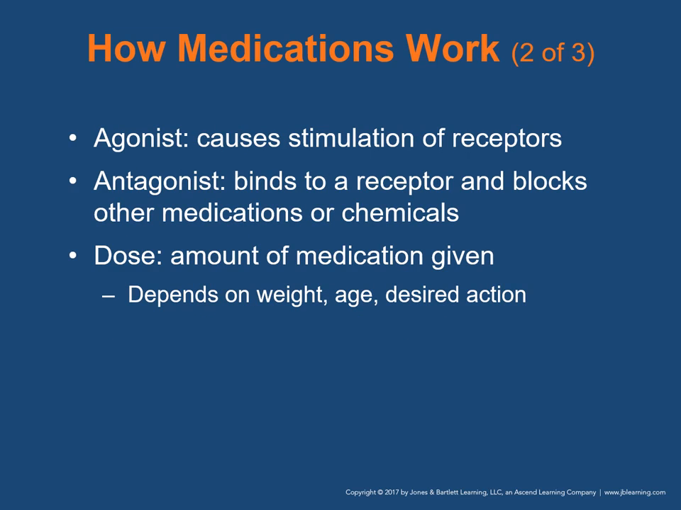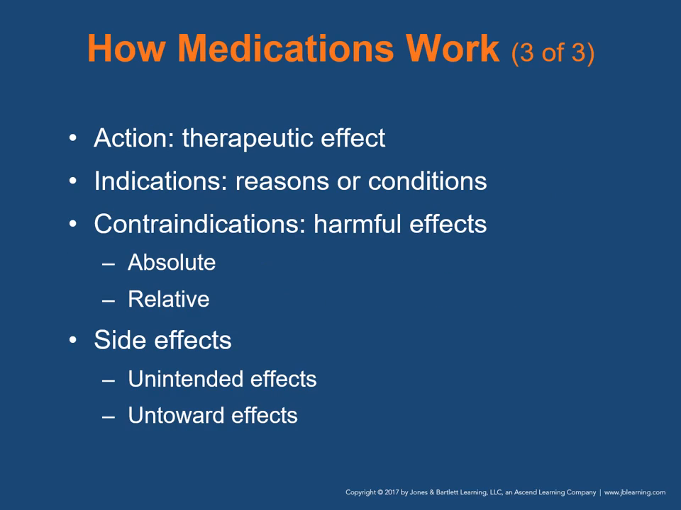An agonist is a medication that causes stimulation of receptors. An antagonist is a medication that binds to a receptor and blocks other medications or chemicals from attaching. A dose is the amount of medication that is given and depends on the patient's weight, the patient's age, and the desired action of the medication. Action is the therapeutic effect that a medication is expected to have on the body. It's also referred to as the desired effect or intended effect.